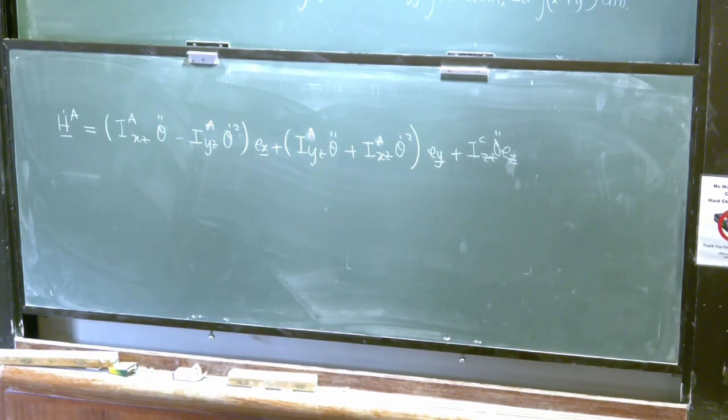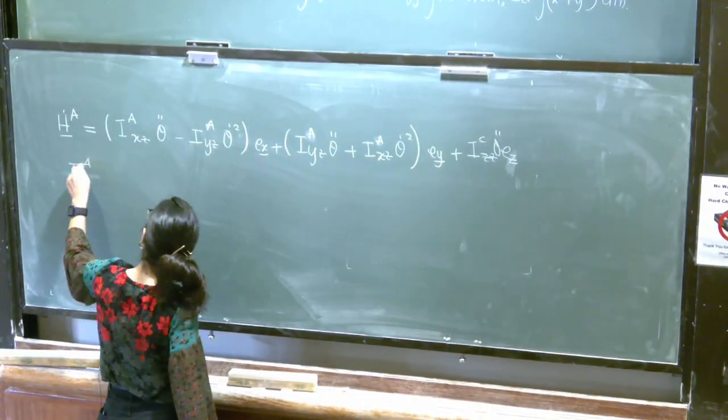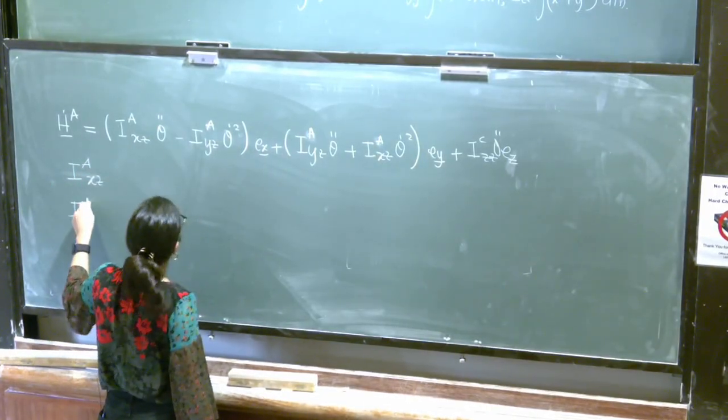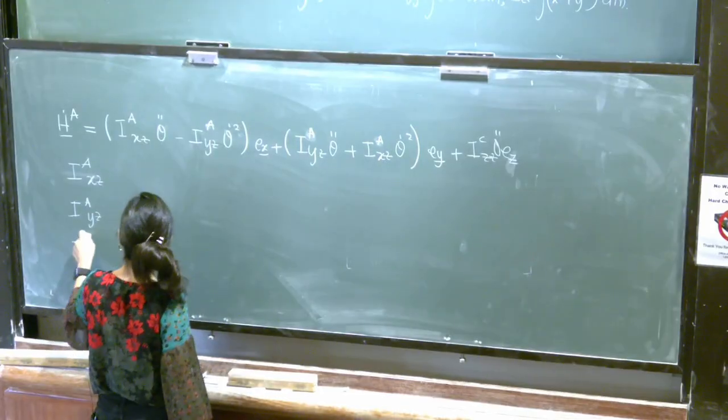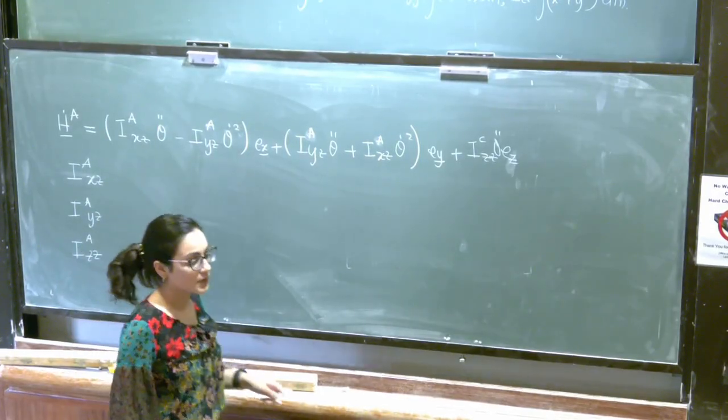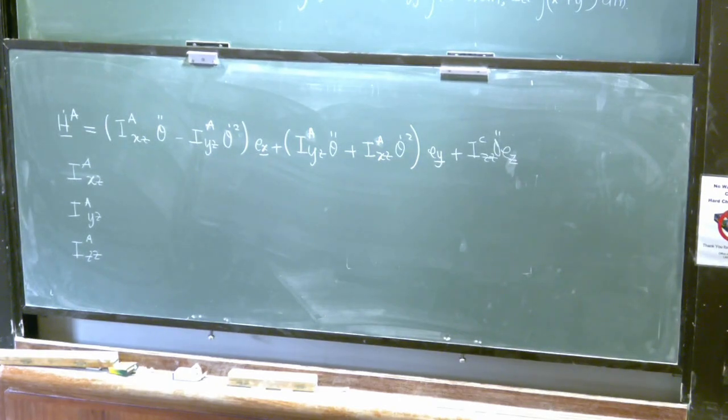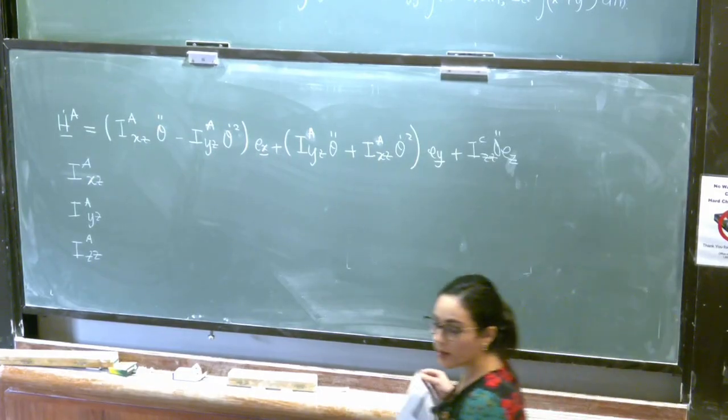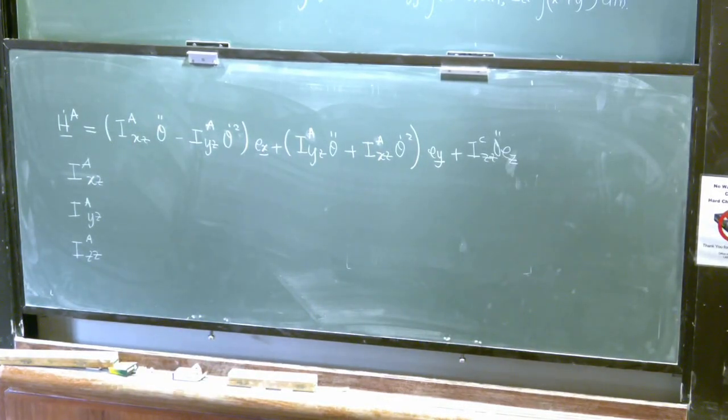So I need to find IAXZ, IAYZ, IAZZ. Okay, what are these? So this shape, the bar, I'll go to my tables. This shape, the uniform slender bar, can I find it in the tables? Is it present there? Yeah, I can see it. Okay, so which moment of inertia do I want? I want all three.